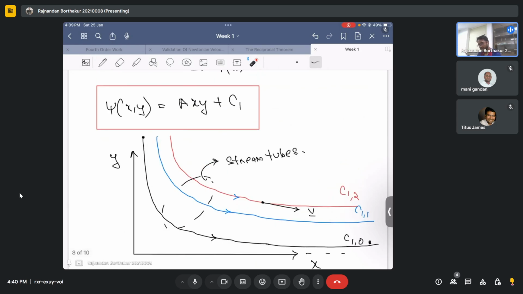Okay. By the way, this kind of form is known as a rectangular hyperbola in mathematics. These are essentially different families of rectangular hyperbolas that we are drawing. All right, I'll also tell one important point here.